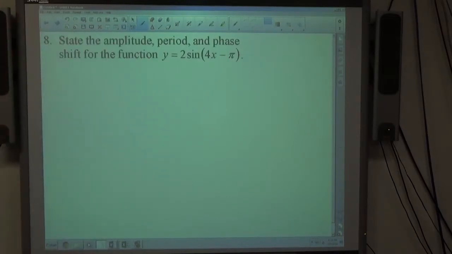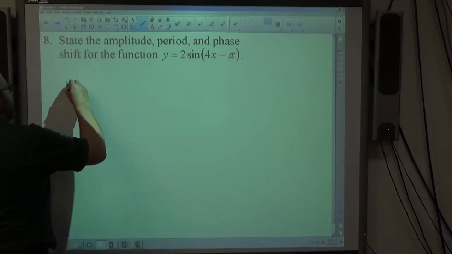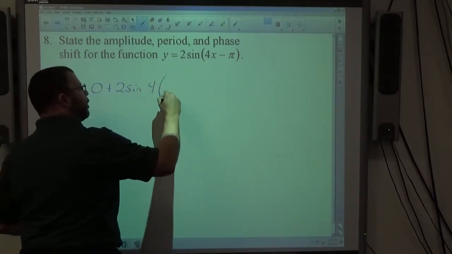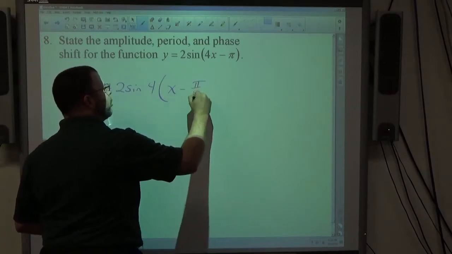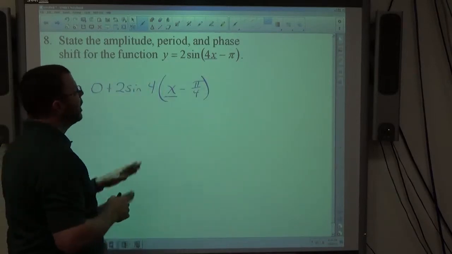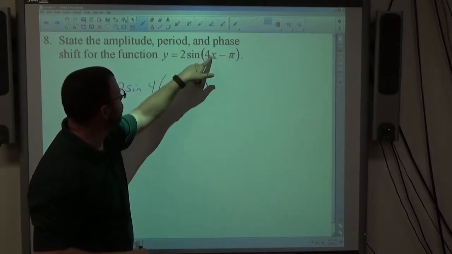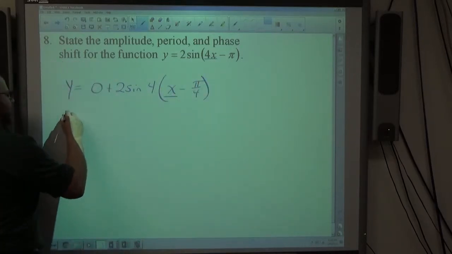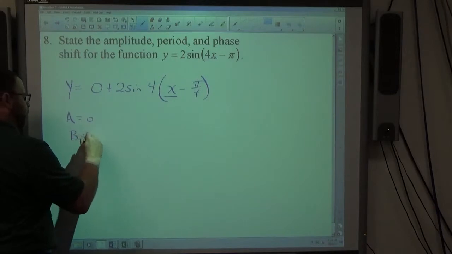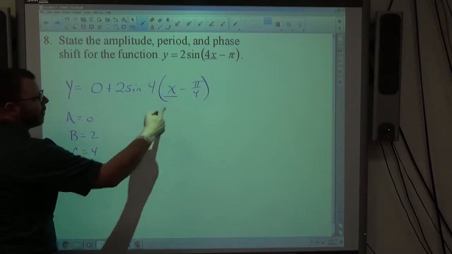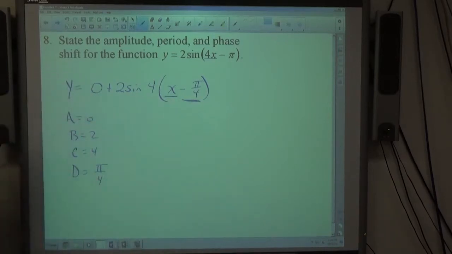Number 8, amplitude, period, and phase shift for the function y equals 2 sine of 4x minus pi. So first thing, y equals 0 plus 2 sine of 4 parentheses x minus pi over 4. You always want this to be x right here, so whatever's in front of x needs to be factored out. And if it's factored out, it's dividing both objects. So 4x divided by 4 is x. Pi divided by 4, of course, is pi over 4. That means that a equals 0, b equals 2, c equals 4, and d is equal to positive pi over 4. Whatever this sign is, you always change the sign for d.